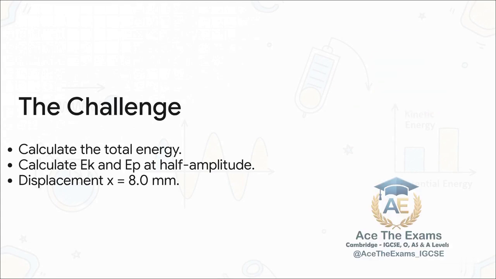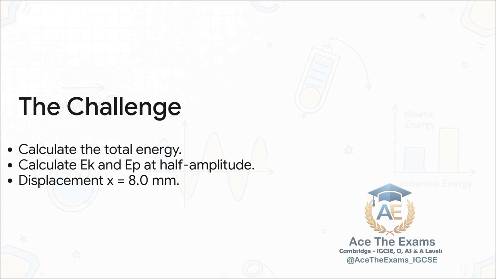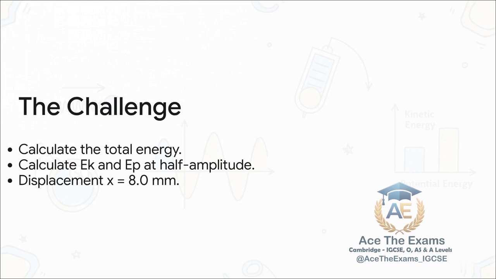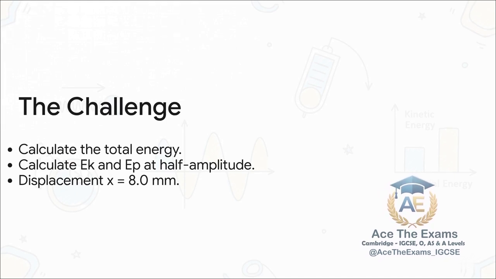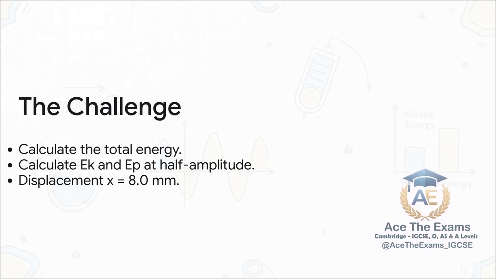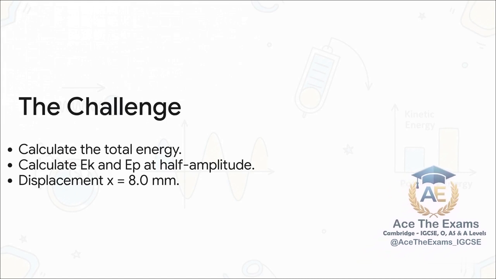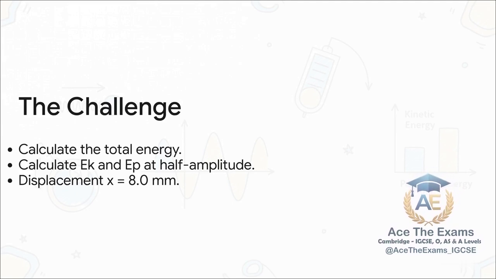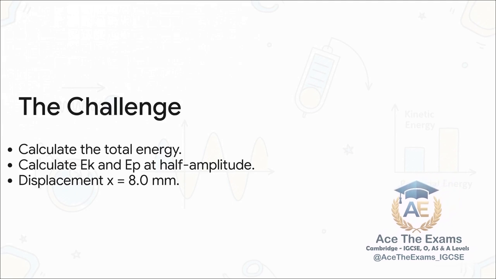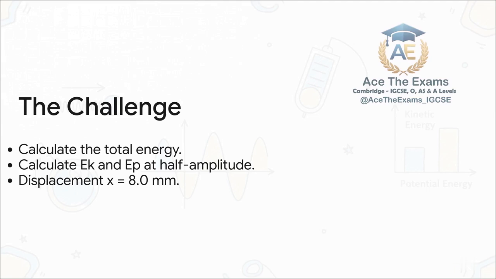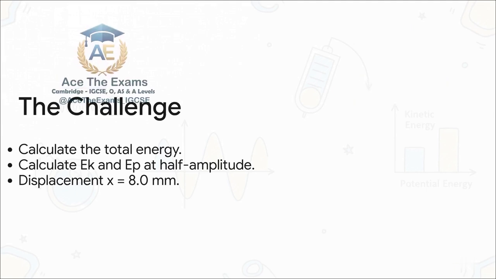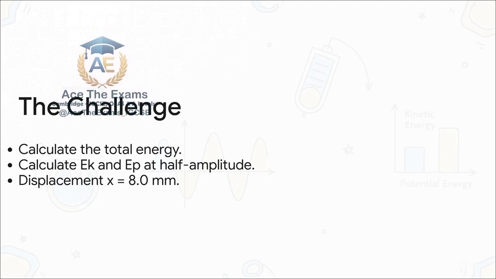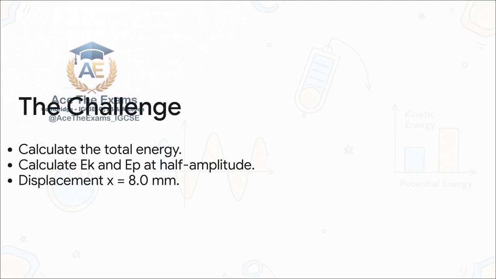Now for the actual challenge. Part 1 asks us to calculate the total energy. Part 2 asks us to calculate the specific kinetic and potential energies at half amplitude, meaning a displacement x of 8.0 millimeters, which we immediately convert in our heads to 0.008 meters. For Part 1, we pull out our beautifully derived total energy formula. E total equals 1/2 m omega squared x naught squared. We carefully plug in our correctly converted SI numbers: 1/2 times 0.095 times 12.5 squared times 0.016 squared. For Part 2, we use our specific kinetic and potential energy formulas, plugging in 0.008 meters for x.